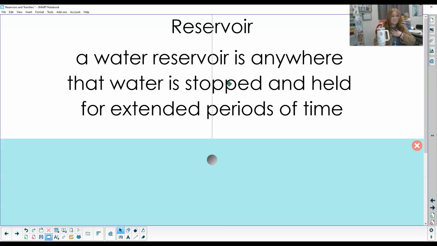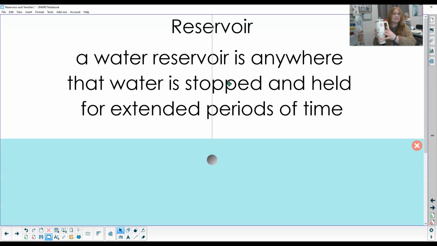That was terrifying. Okay, so I've got water in here, and I know that the water in here is moving, but it's being held in here. That's the purpose of a reservoir. It's not freezing the molecules and making them not move.